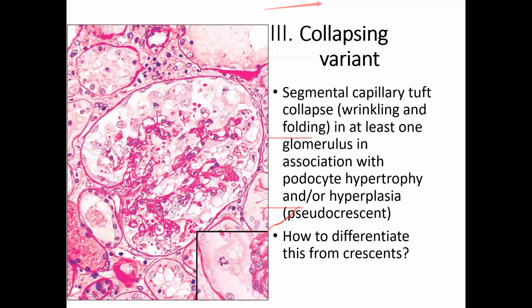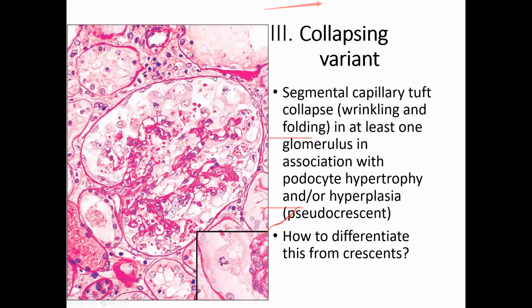collapsing variant of FSGS. This collapse is usually accompanied by podocyte hypertrophy and podocyte hyperplasia. Sometimes it may mimic crescents, so we should know how to differentiate this collapsing lesion from crescents. We can differentiate based upon the presence of fibrin. If you are seeing fibrin, that means the capillary wall is ruptured, so that is a crescent. In case of collapse, we usually will not see fibrin in the Bowman's space.